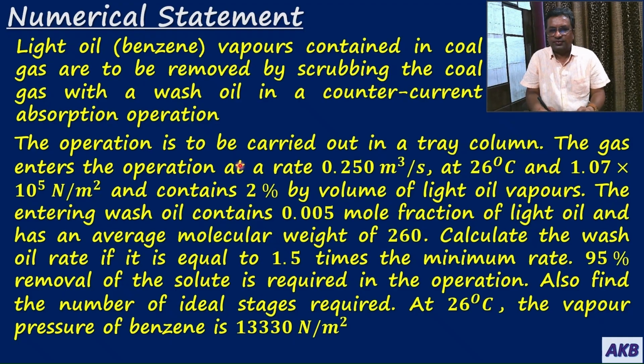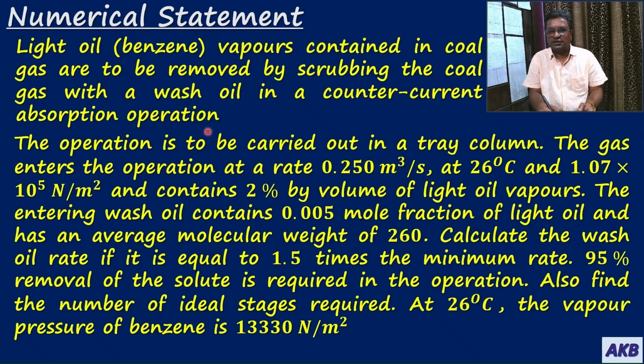So basically, in the coal gas, benzene vapors are present. They are calling benzene to be light oil. So these light oil vapors, or we can say benzene vapors, are present in a coal gas. And the objective is to remove those vapors, to remove the light oil vapors or the benzene vapor from coal gas. And for that, what is done? The coal gas is scrubbed, washed with a liquid, which is a wash oil, the solvent in this case. And this is done in a counter current absorption operation.